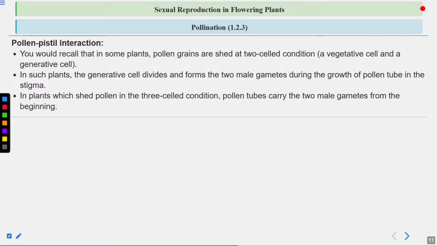Now, in a plant that sheds the pollen at the three-celled condition, the pollen tube carries the two male gametes from the beginning, because they already have the two male gametes. But in the pollen grain shed at the two-celled stage, the two male nuclei are formed when the pollen tube grows in the stigma. At that time, the generative cell divides into two male nuclei. So this is the difference.